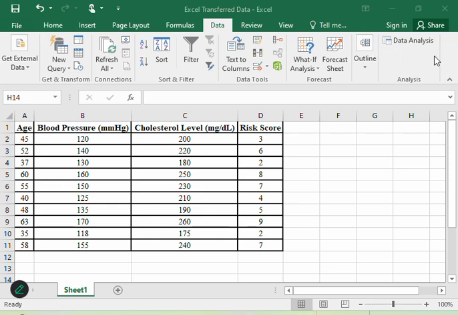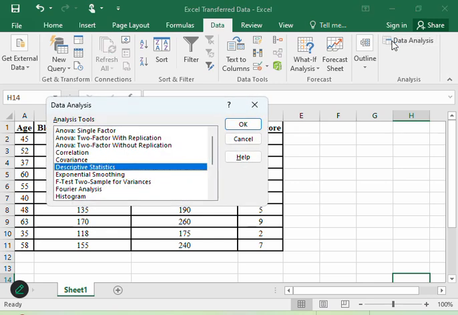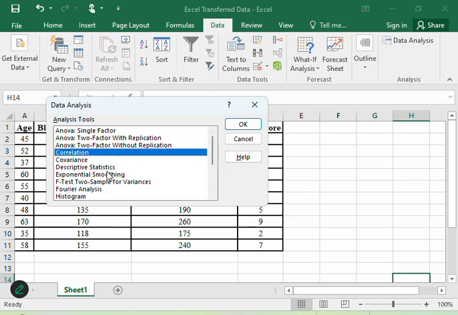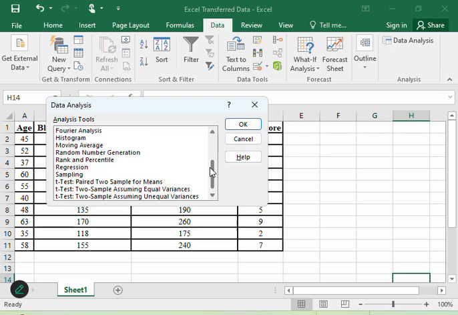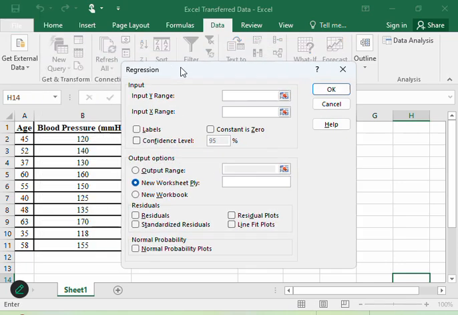Okay. So now we are going to use this option, data analysis. You click it. In data analysis, there are two ways. Do you want to run correlation? Or regression? Now I'm scrolling down to look for regression. This one. Then we say okay.